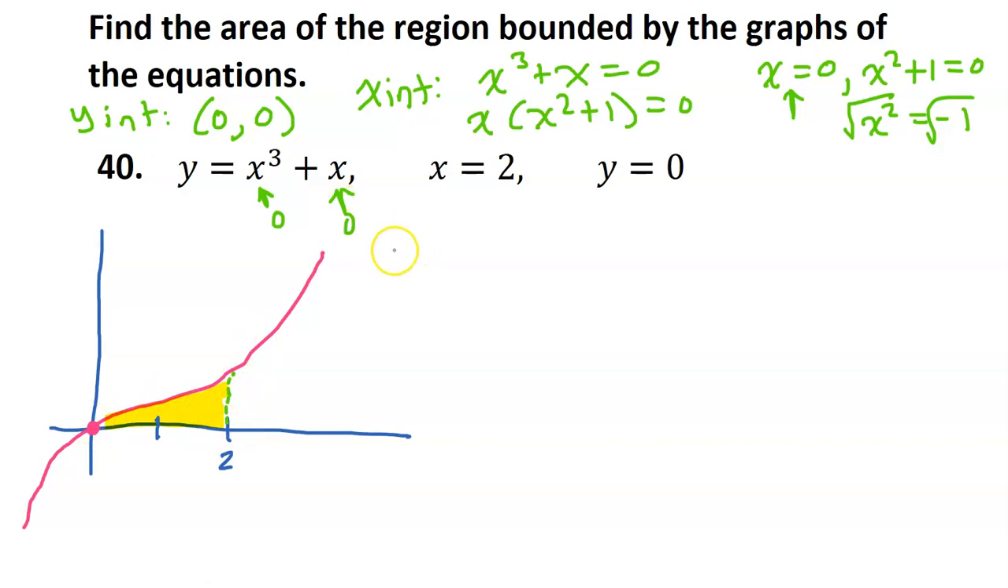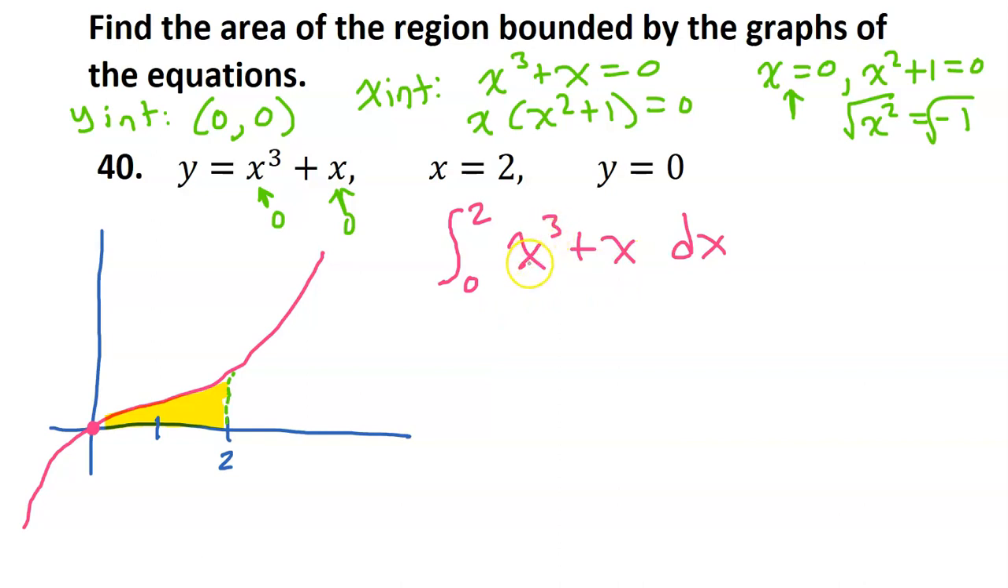So this will be perfectly represented by the definite integral from 0 to 2 of the cubic function, x to the third power plus x dx. So all we have to do is evaluate this and we'll have our area. Let's start by integrating the cubic function.